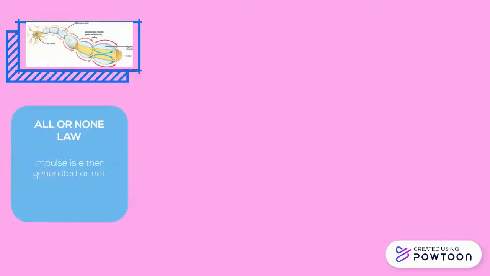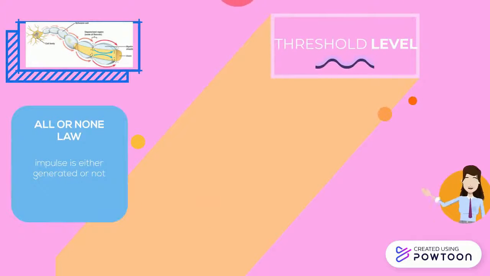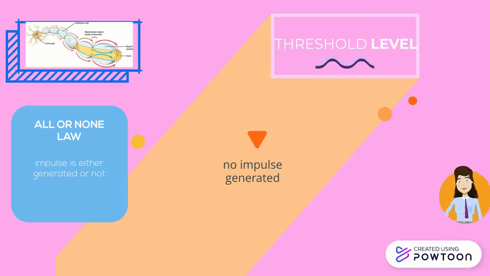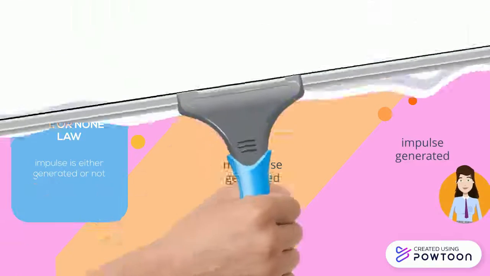In the all or none law, impulse generation depends on the threshold level, a minimum voltage to be reached. With a weaker stimulus, it generates no impulse. On the other hand, a stronger stimulus can cause depolarization to reach this threshold level, resulting in impulse generation.